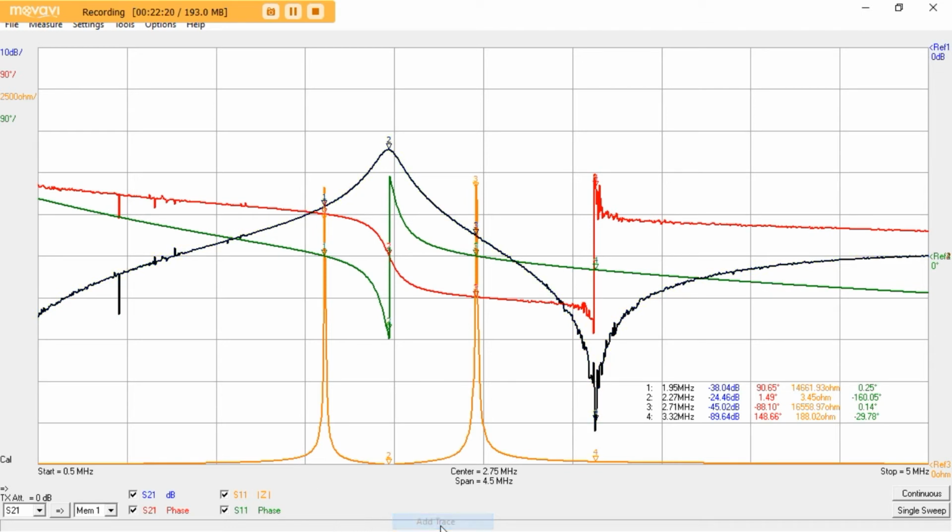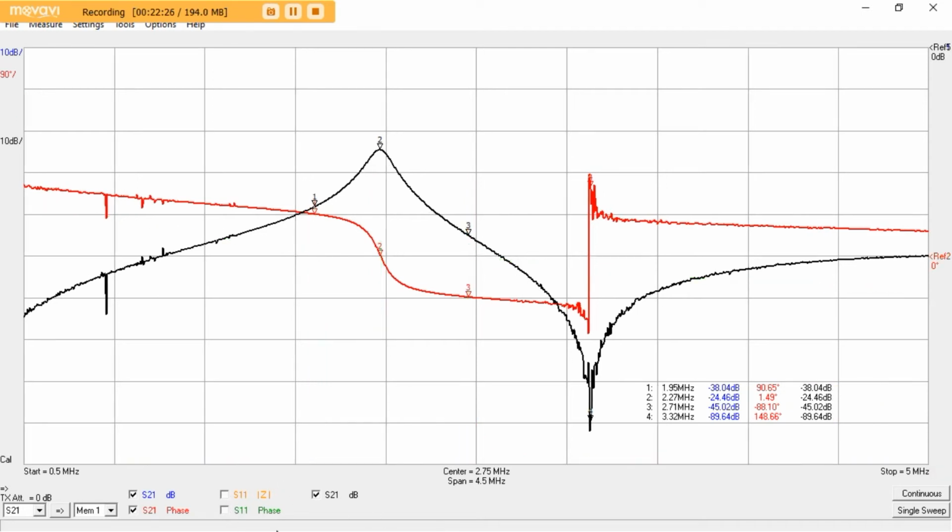I could get no, that's the maximum number of traces. So let me take off these ones. I've got a store now. The black trace is for 3 turns of the primary. This is how the transmission gain looks.